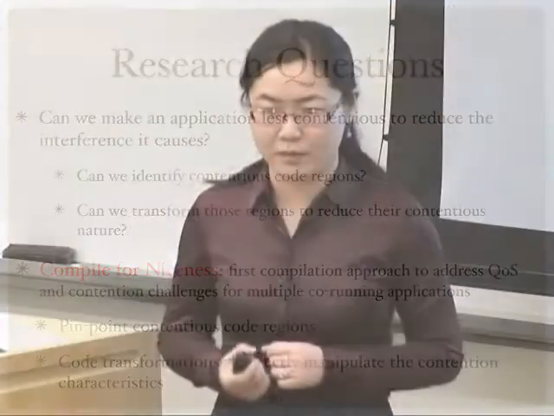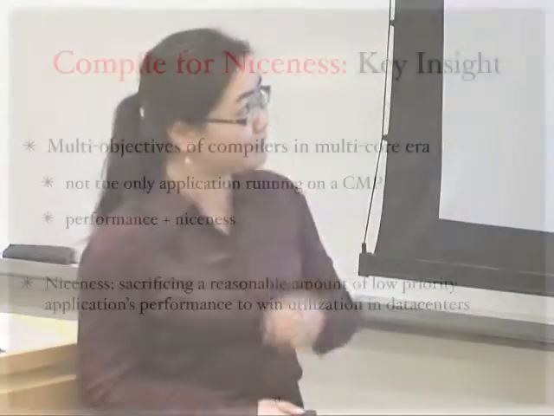Compiling for niceness is our approach. It's the first compilation approach to address these kinds of challenges for multicore running applications in this domain. The highlight of this technique: we pinpoint the contentious code regions, then apply novel compilation techniques to manipulate their contentious characteristics. So we reduce the contention this low priority application may generate when it's co-running with other applications, and we can allow it to co-run with high priority applications.